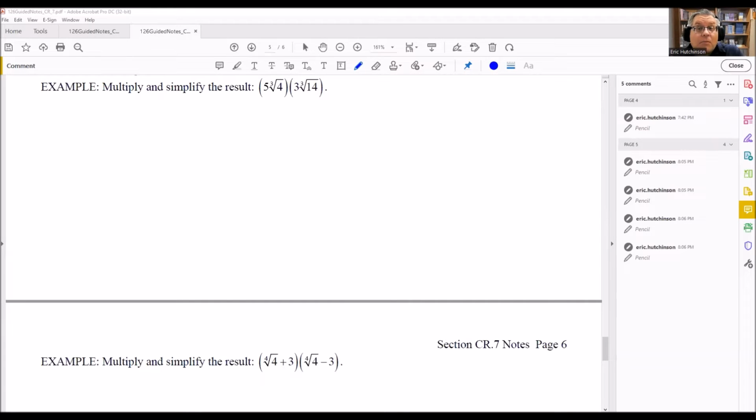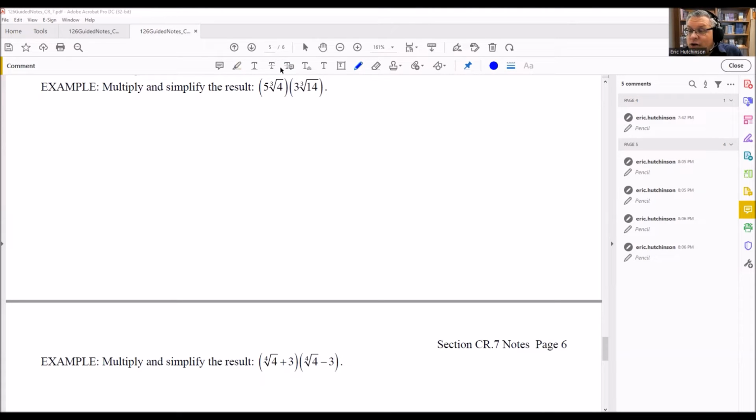We're now going to talk about multiplying radicals. Okay, so multiplying radicals, we're going to use the multiplication principle. The multiplication principle says if you have two things with the same index, then you just multiply the numbers inside.